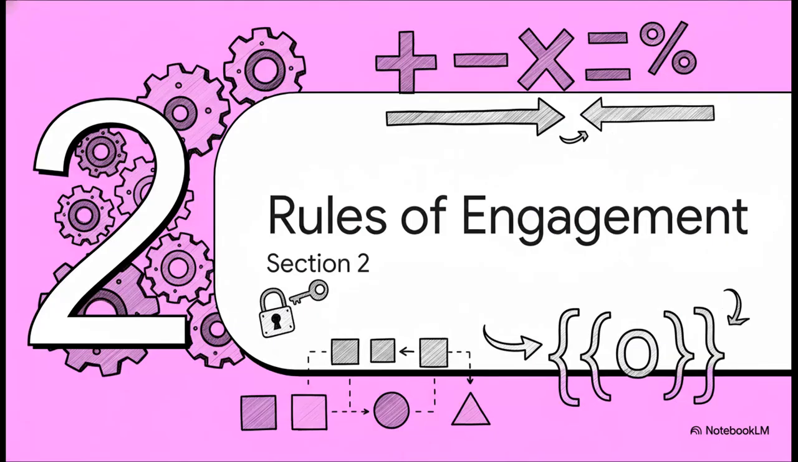Okay, so we have our building blocks. Now it's time for the rules of engagement. Basically, how all these pieces interact with each other. We're going to be looking at operators and the order of operations, which, by the way, holds the secret to solving that very first puzzle we looked at.